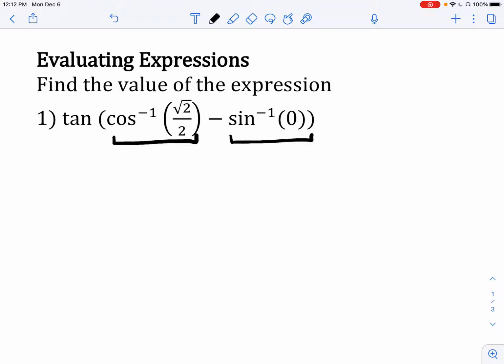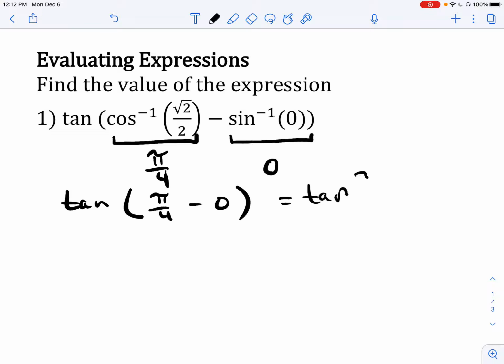Now, fortunately for us, this is actually pretty simple. This should be an angle that we know. Pause and think about this for a second. This should be angle pi over 4 in radians. And the arc sine of 0 should be 0. So this can be rewritten as the tangent of pi over 4 minus 0. Now, I know you're probably thinking, wait, I can evaluate this without using any identities. And you'd be correct. This is equivalent to just tangent of pi over 4, and we know the answer to this is going to be 1.